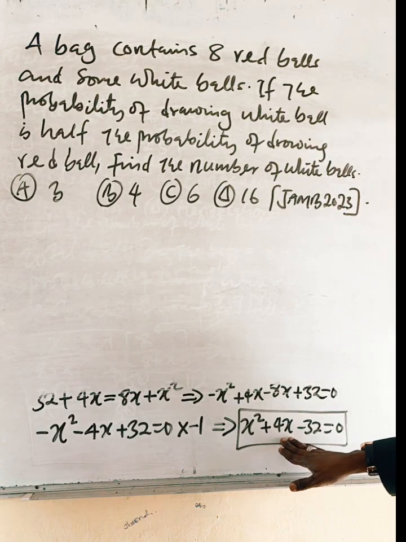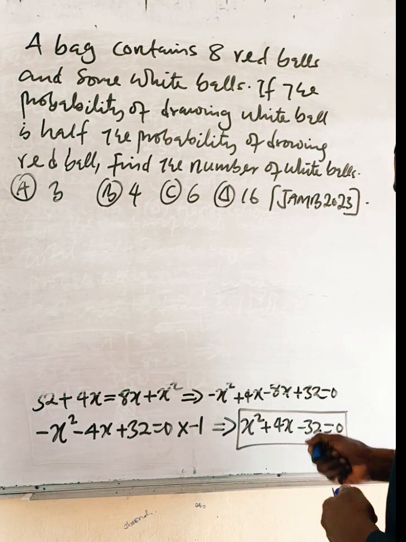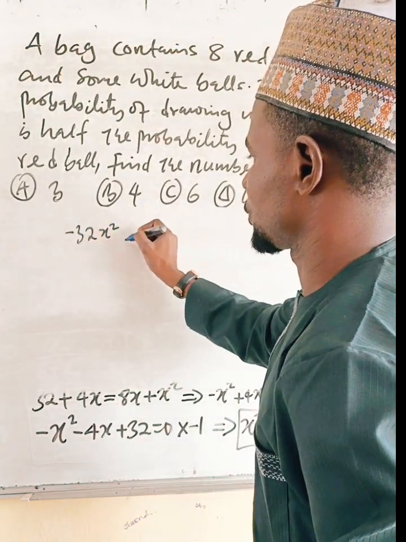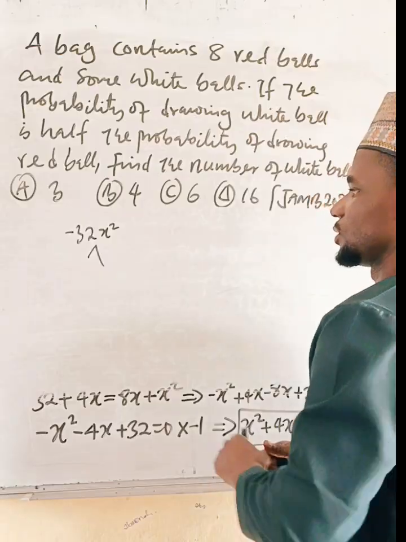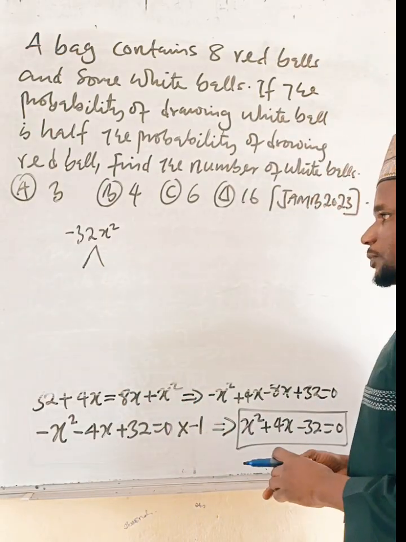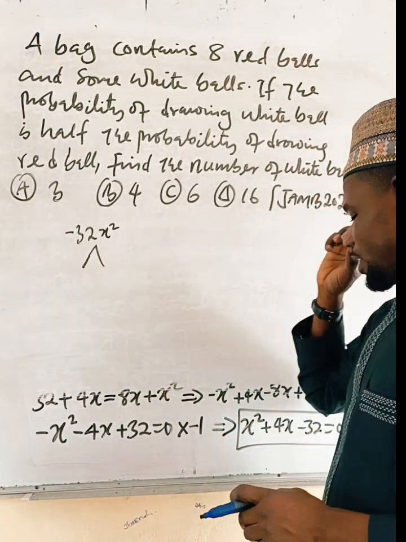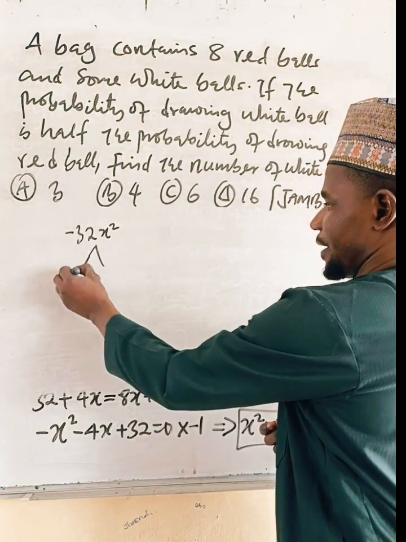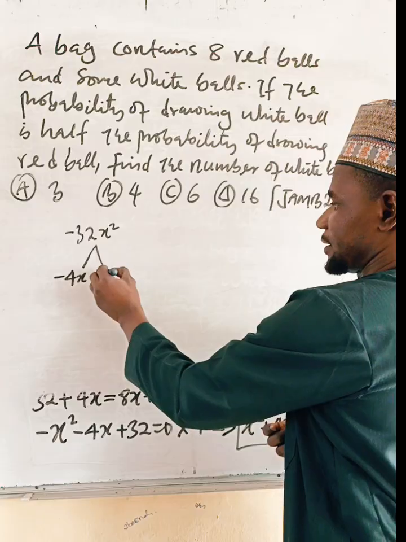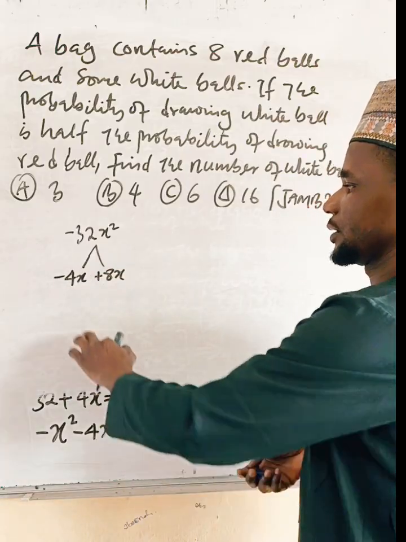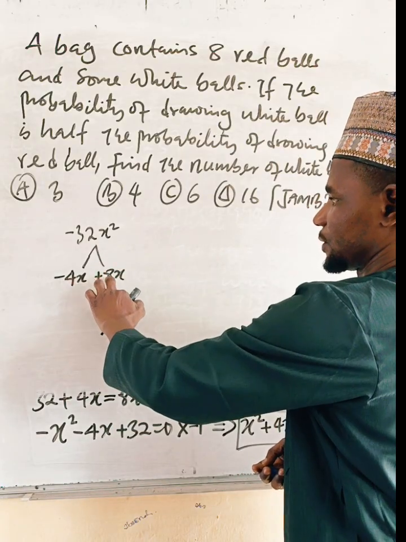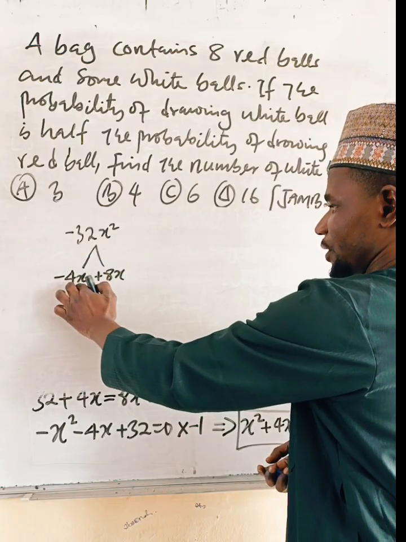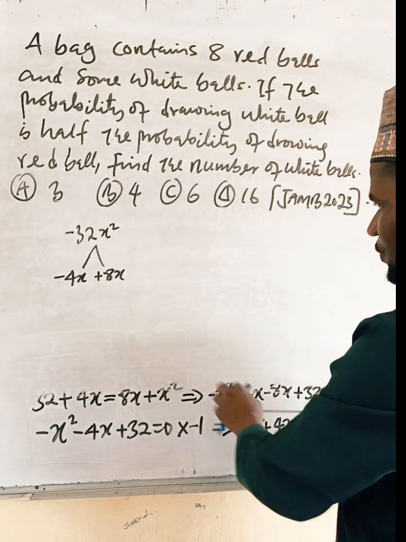Let's see how we can factorize this. We say x squared times minus 32, which gives minus 32x squared. Now we need two factors of minus 32 that, when we multiply, we get minus 32, and when we add them together, we get plus 4. The factors are minus 4x plus 8x. Minus times plus is minus, 4 times 8 is 32, x times x is x squared. Also 8x minus 4x is 4x. So these are the factors.